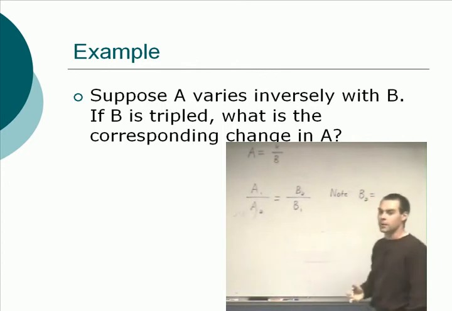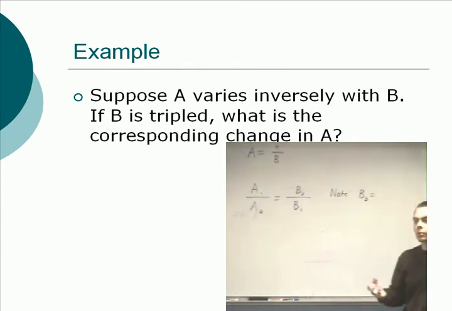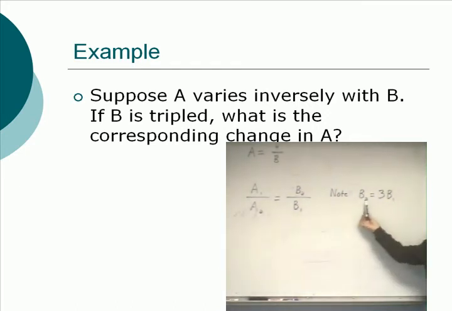Well, it could be the first one, but we're just saying that the first value is B, and we're going to say that the second one is 3 times the first one. So the second B value is 3 times the first one. We're going to let this change. We're going to take our original B value and triple it. Does that make sense? Well, then we're going to substitute back in here.